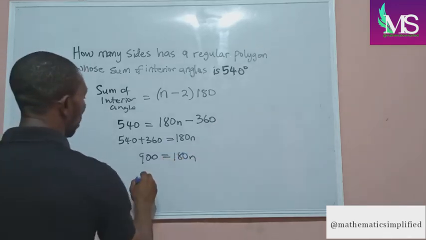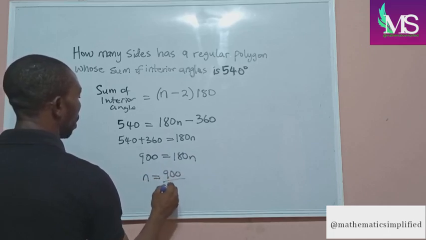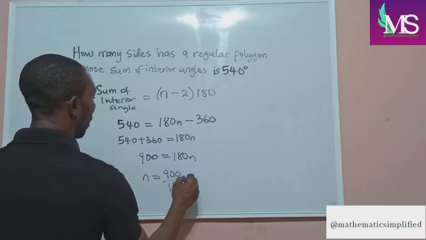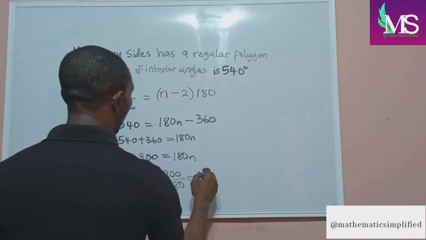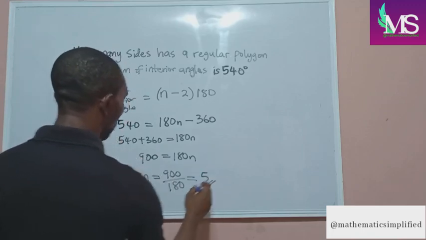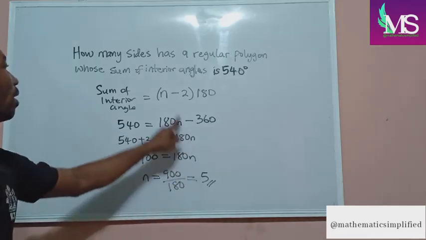So our n will become 900 divided by 180, and 900 divided by 180 will give us 5. Okay, so the value of n will be 5.